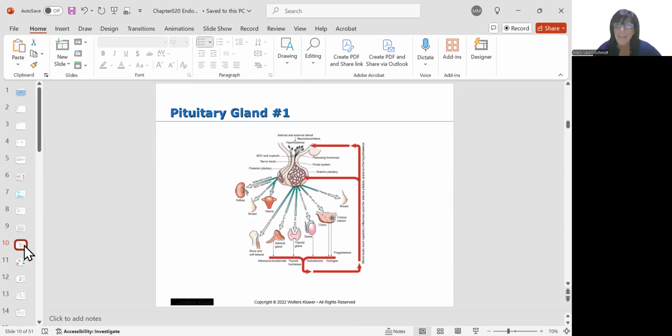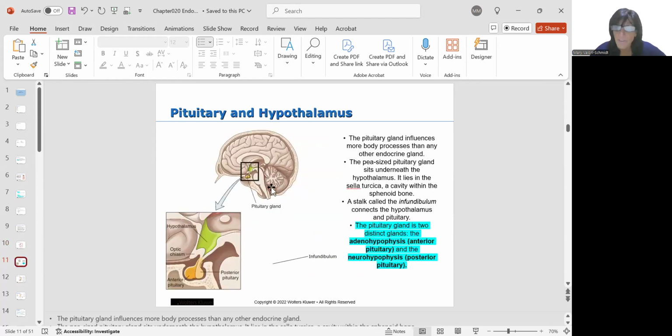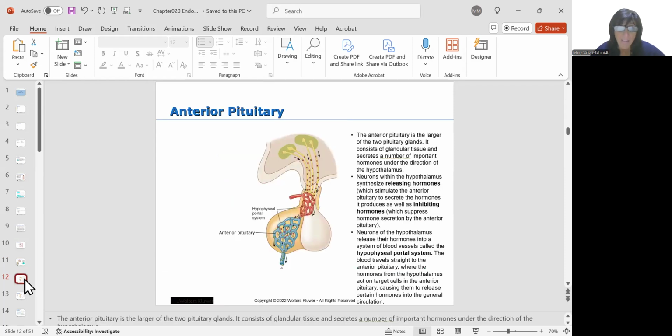Think of the pituitary gland as either the king or the father, because the pituitary gland controls all the other glands, but not without the okay from the hypothalamus. So that's the mom or the queen. The pituitary and the hypothalamus work together. The pituitary is really like two different glands: the anterior, which is the adenohypophysis, and the posterior, which is the neurohypophysis. Say those words 3 times fast.